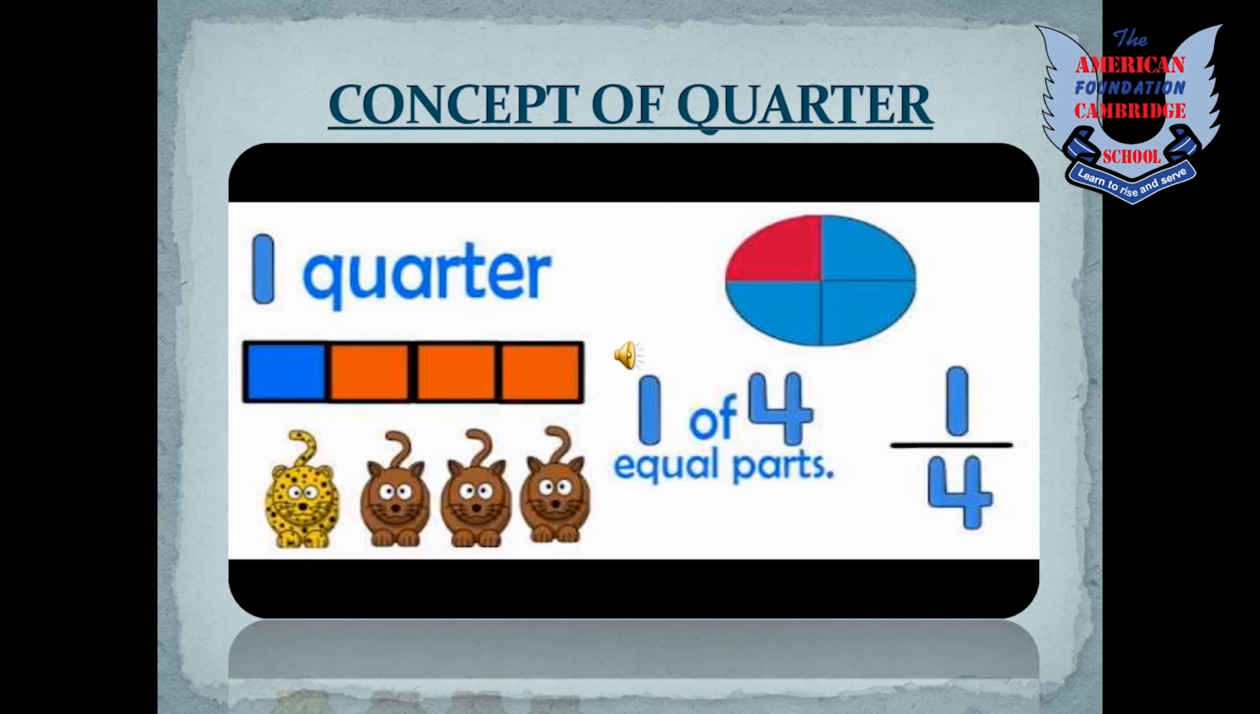Now here is the concept of quarter, kids. Whenever we use the term quarter, it means we're talking about four equal parts, that is 1/4 or 1 upon 4. As you can see in the picture, the circle is divided into four equal parts. Three parts are blue and a quarter part is red. Just like that, there is a rectangle which is divided into four equal parts, but three parts are orange and a quarter part is blue.